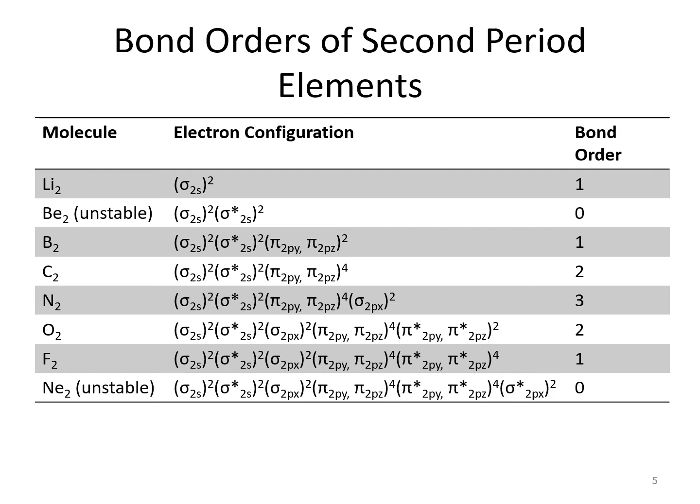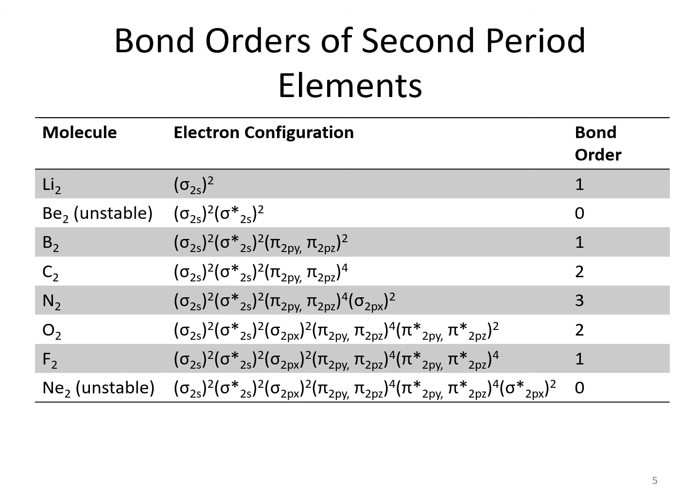For example, the electron configuration for the dilithium molecule tells us that there are 2 electrons in a sigma 2s molecular orbital. It has 2 bonding electrons and 0 antibonding electrons, so 2 minus 0 divided by 2 gives a bond order of 1. The diberyllium molecule has 2 electrons in a sigma bonding molecular orbital and 2 electrons in a sigma star antibonding molecular orbital. 2 minus 2 divided by 2 gives a bond order of 0.